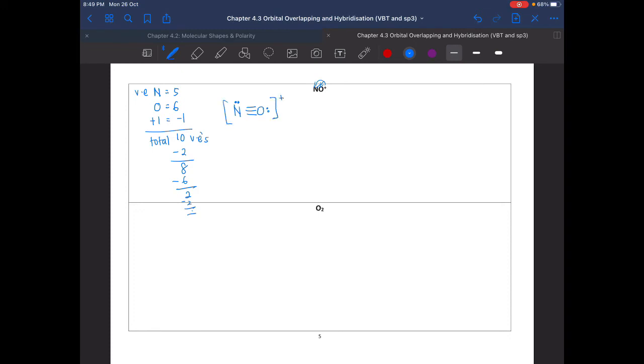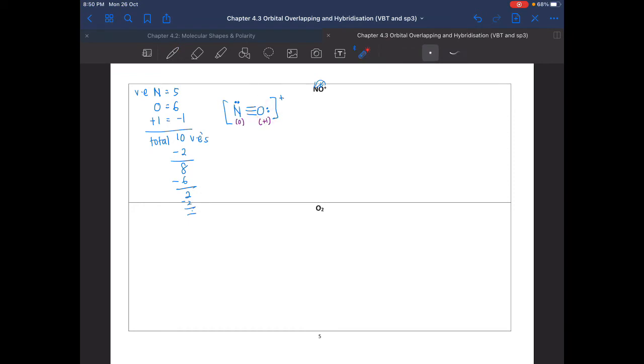Okay, so next we have to check whether the plus actually belongs to nitrogen or oxygen. So nak check, kita kira dia punya formal charge. The formal charge for nitrogen: 5 valence electrons minus 1, 2, 3, 4, 5. So 5 minus 5 is 0. For oxygen, there are 6 valence electrons minus 1, 2, 3, 4, 5. So 6 minus 5 is plus 1. That means the positive charge here actually belongs to oxygen.